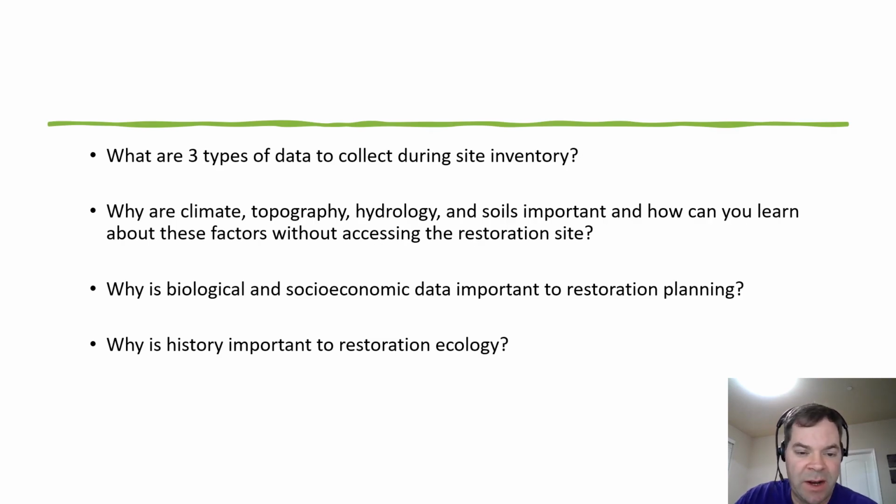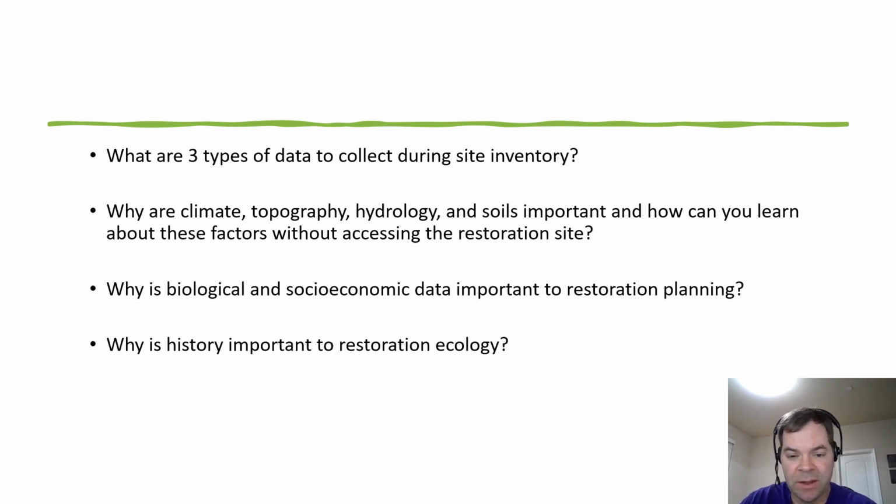There are three types of data you want to collect when you're doing a site inventory. You want to collect data on the flora and fauna that exist on the site. You want to collect the soil type and texture, and you want to collect information about the hydrology and climate. Then all of this information, the climate, topography, hydrology, and soil, is important because it dictates what type of habitat you can restore the site to. And you can learn about these in various ways without ever setting foot on the restoration site.